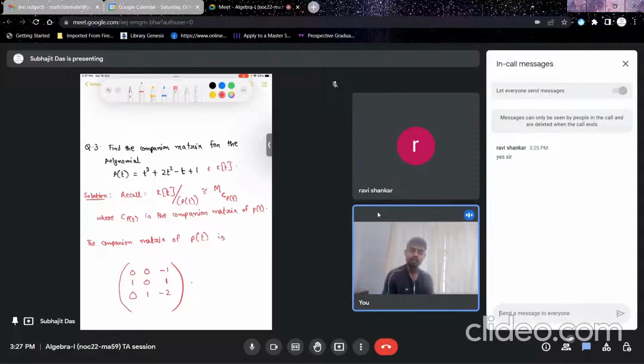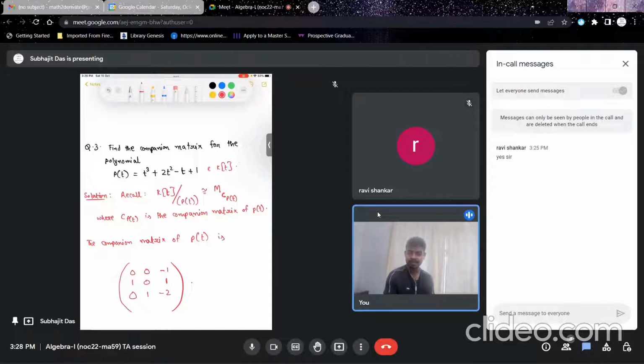Yes. So basically, M_{C_p(t)}, what was it actually? Suppose C_p(t) has degree n in general. You consider K^n, and the linear transformation from K^n to K^n is just multiplication by the companion matrix C_p(t). Now this linear transformation induces a K[t]-module structure on K^n, and this K[t]-module is what M_{C_p(t)} is.